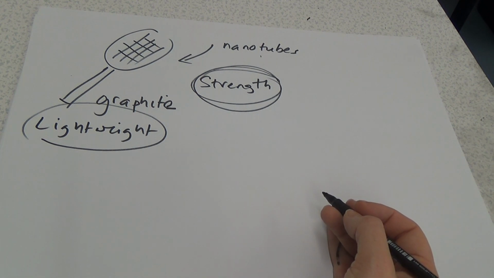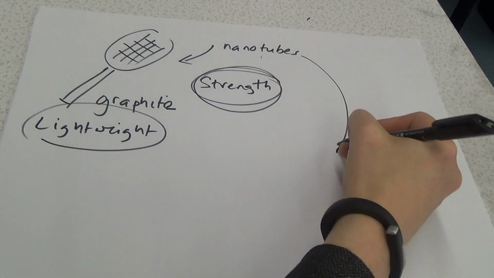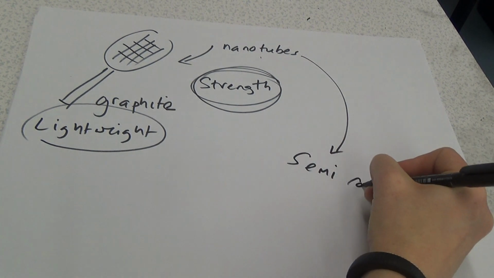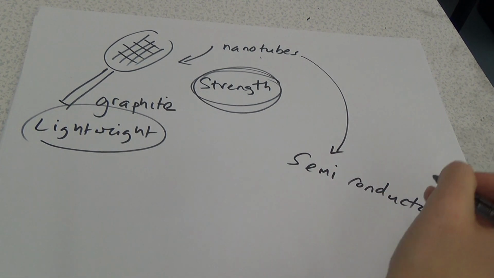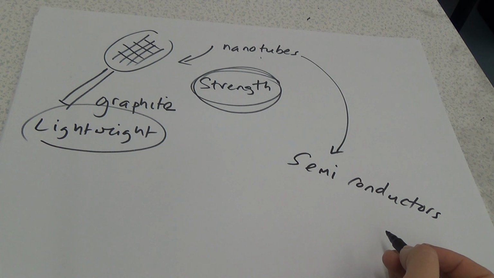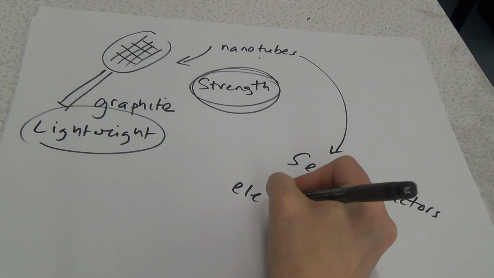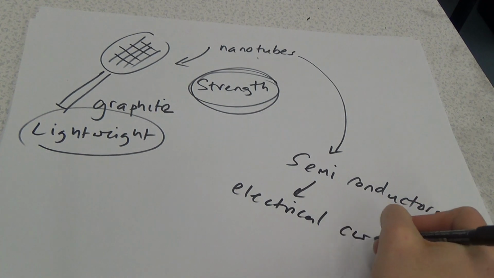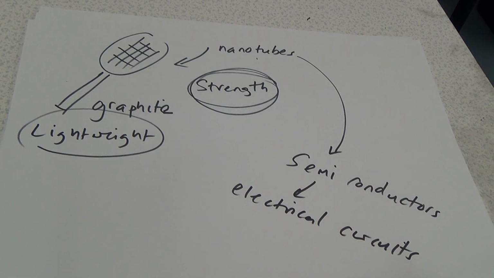Other uses are examples like the fact that nanotubes can also be used as semiconductors. Now, semiconductors are very useful when it comes to electrical circuits. And it goes back to what we were talking about related to graphite. They are very good due to the fact they can conduct electricity, and it's again linking to that idea of the fact that nanotubes have free moving electrons.